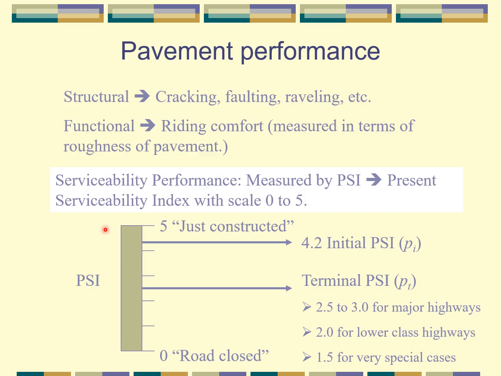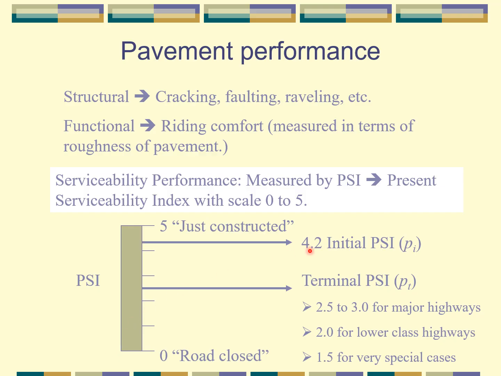When a road is just completed and it is open for the traffic, it will have a Present Serviceability Index equal to 5. But with passage of time, there will be a drop in the value of the Present Serviceability Index. When it reaches 0, it means that the road cannot be used now, and that road will not offer any service to any vehicle.